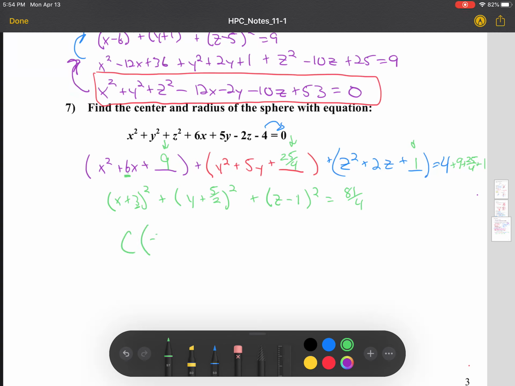So now from here, we can look at it. We know that our center, using our a, b, and c, is at (-3, -5/2, 1). Our radius is the square root of 81/4, which equals 9/2.